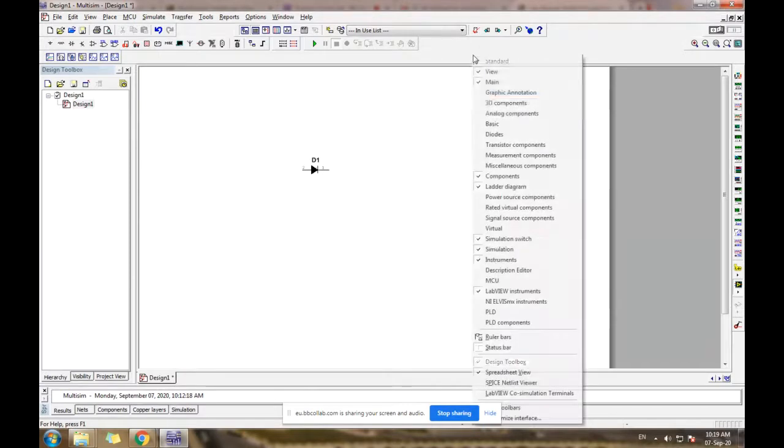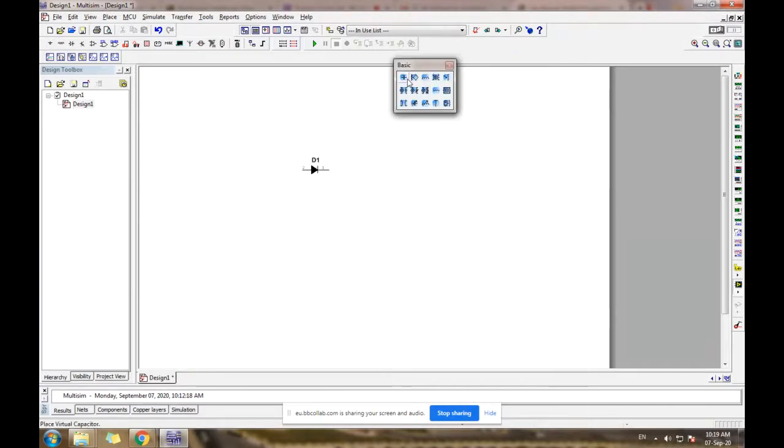Suppose from here I select the basic. The first one is the virtual capacitor. So I select the capacitor and I place it.